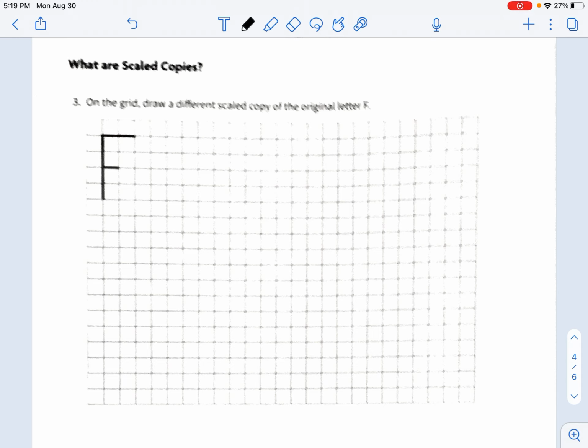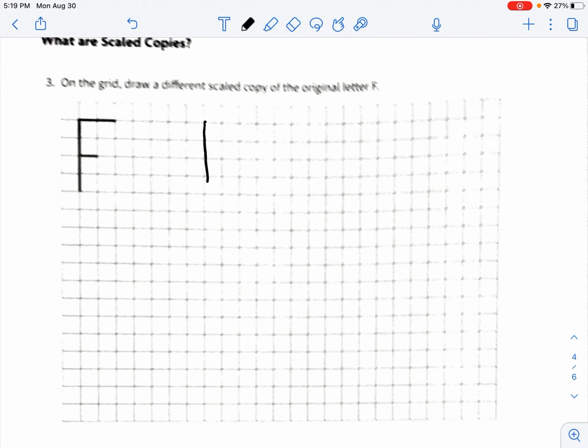So if I said I want to do a scale of 4, I'd multiply my lengths all by 4. So I know 4 times 4 is 16. So I know that's 4. Let's see. 1, 2, 3, 4, 5, 6, 7, 8, 9, 10, 11, 12, 13, 14, 15. Okay, so there's my 16.